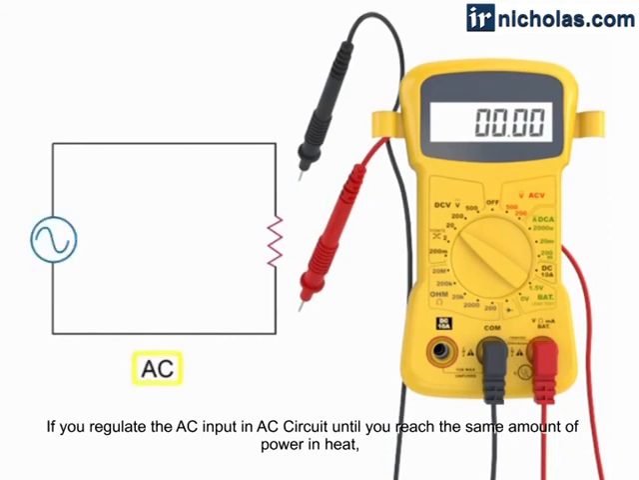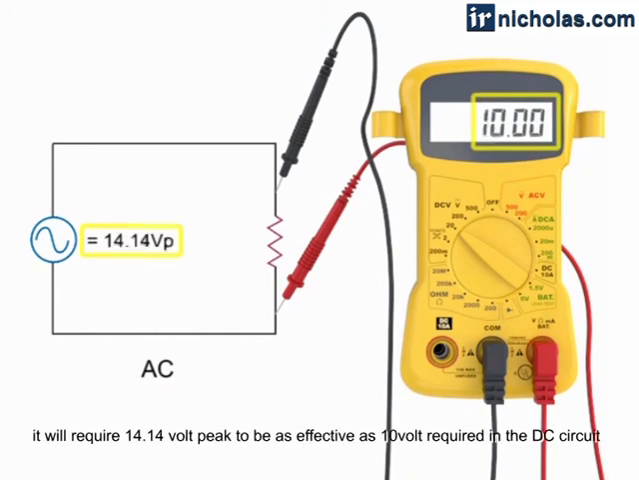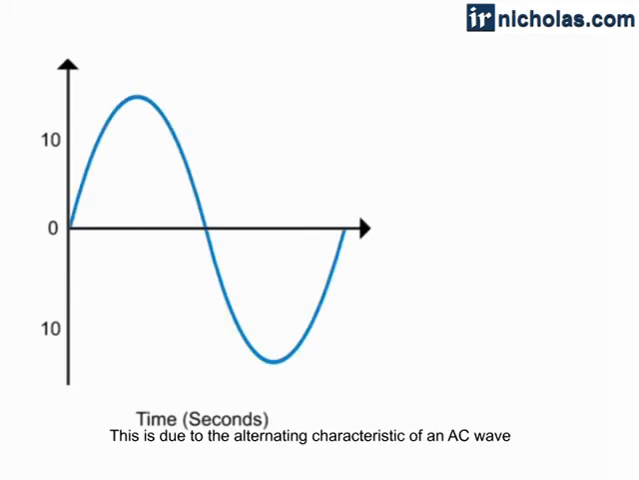If you regulate the AC input in the AC circuit until you reach the same amount of power and heat, it will require 14.14 volts peak to be as effective as the 10 volts required in the DC circuit. This is due to the alternating characteristic of an AC wave whereby voltage oscillates between peak-to-peak maximum values.